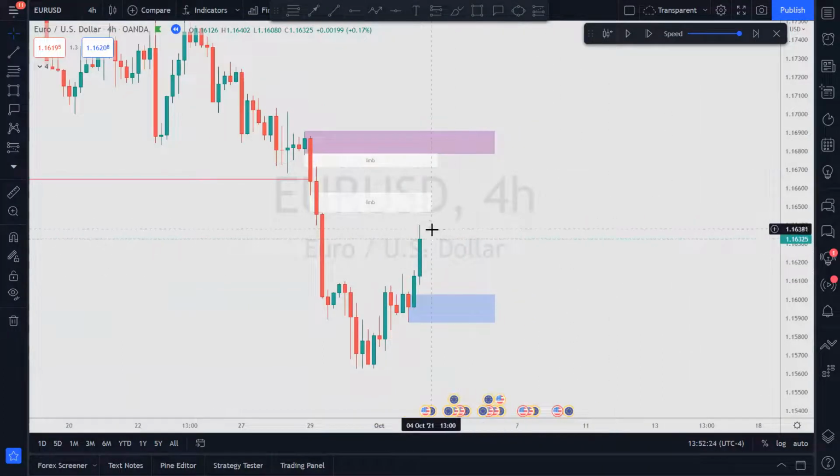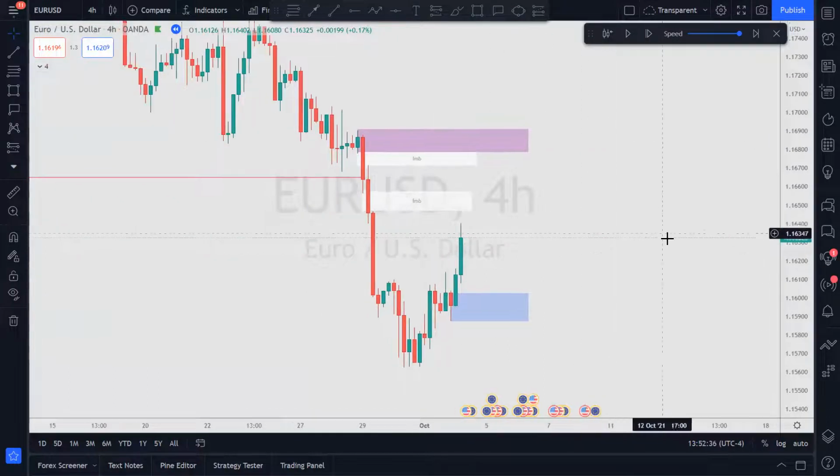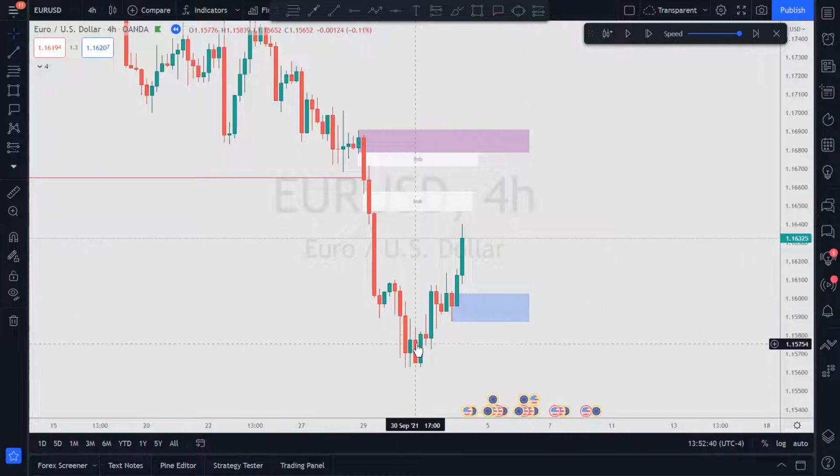Now, we have another incentive for price to come up to this order block: imbalances to resolve. These are mitigations. So we have in our minds already that price is heading up.